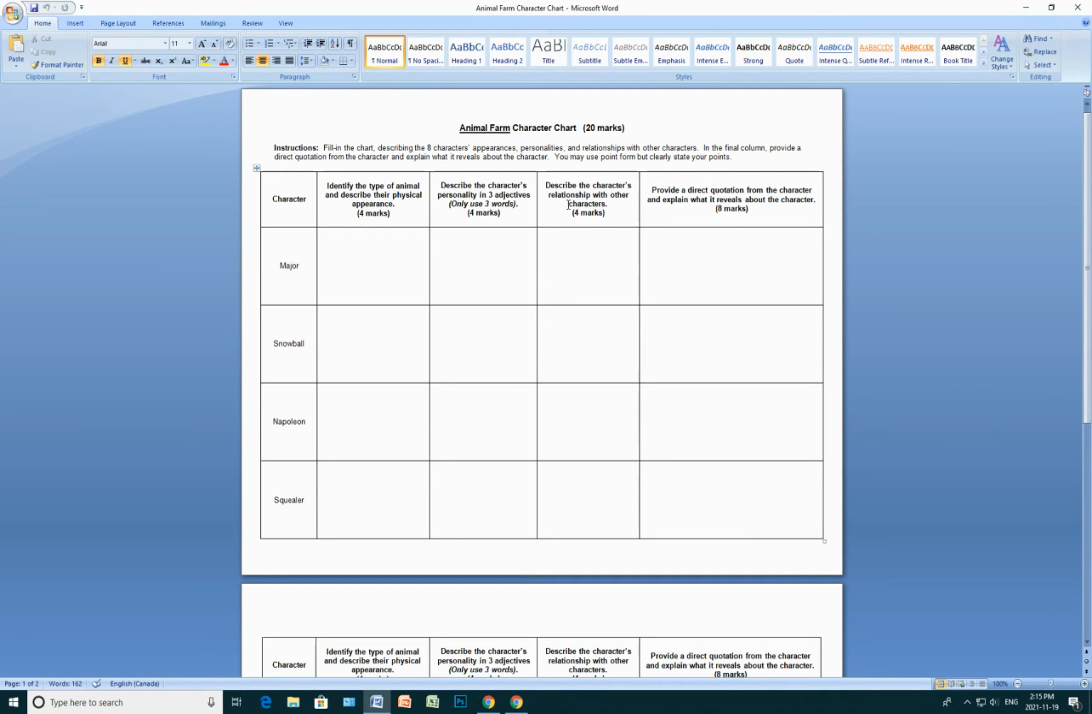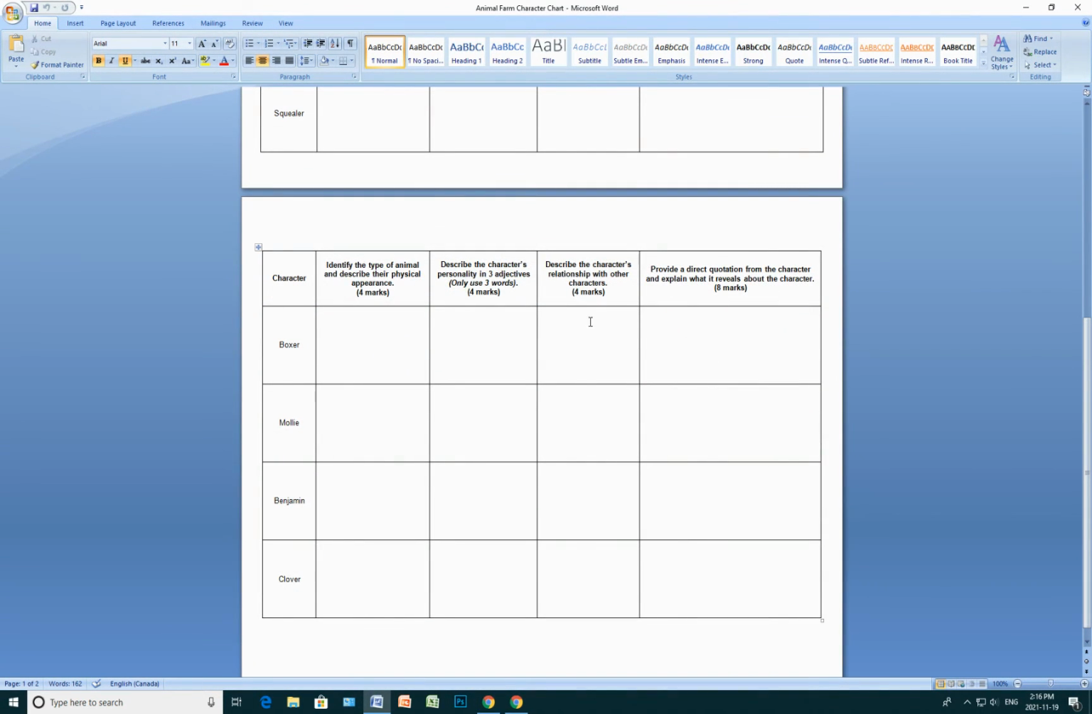The third column says describe the character's relationship with other characters. So what is Major's relationship with the other animals? Snowball, which other animals does he have a relationship with? For instance, which ones does he get along with and which ones does he maybe not get along with? For each character, you're just going to describe their relationships with other animals on the farm.